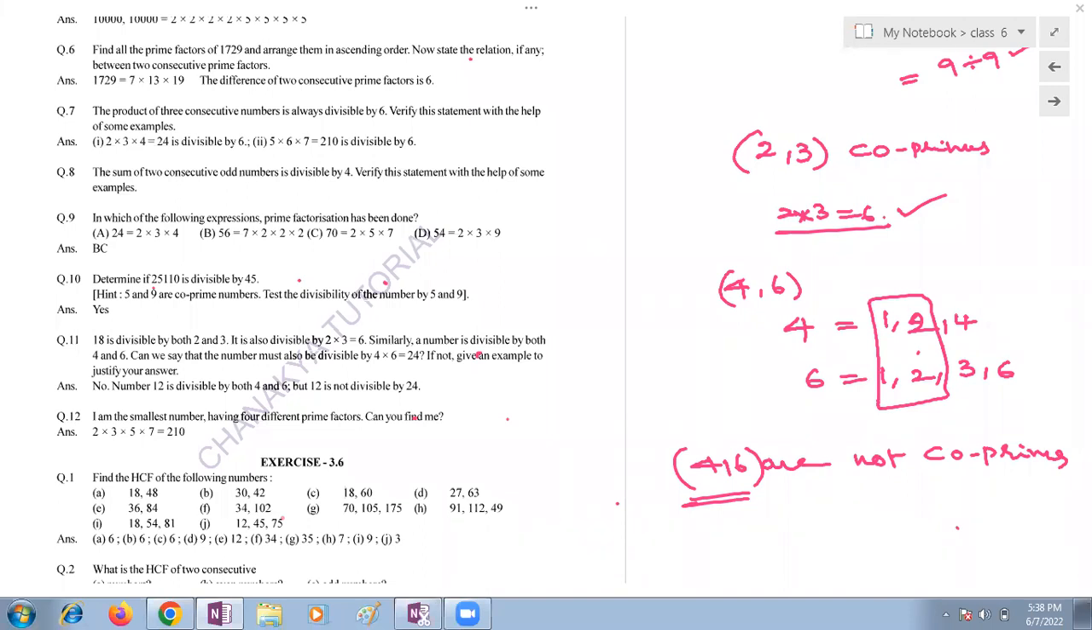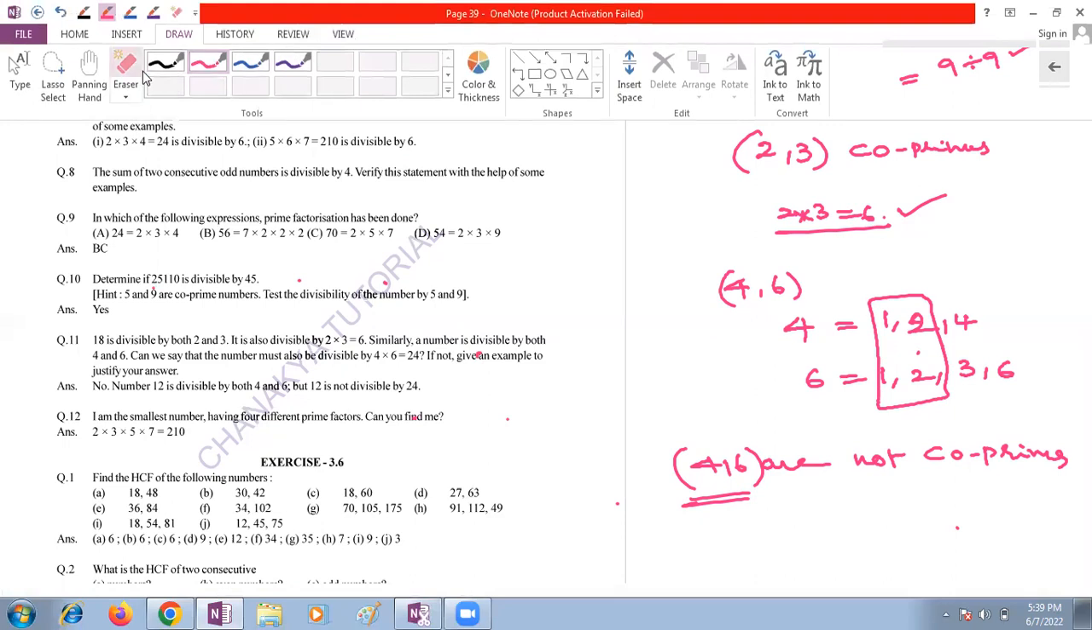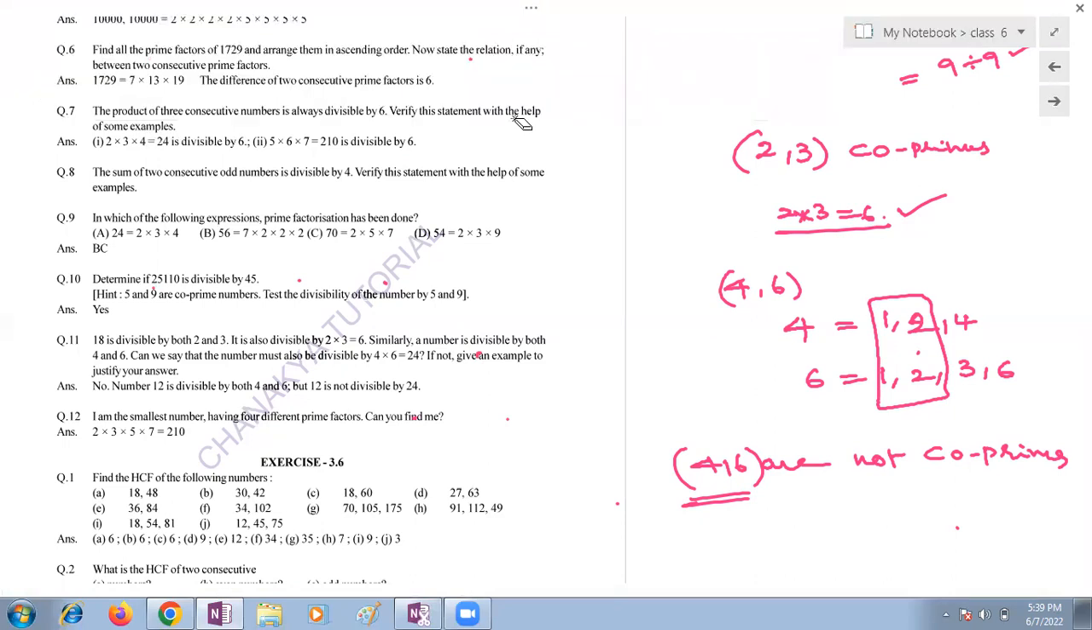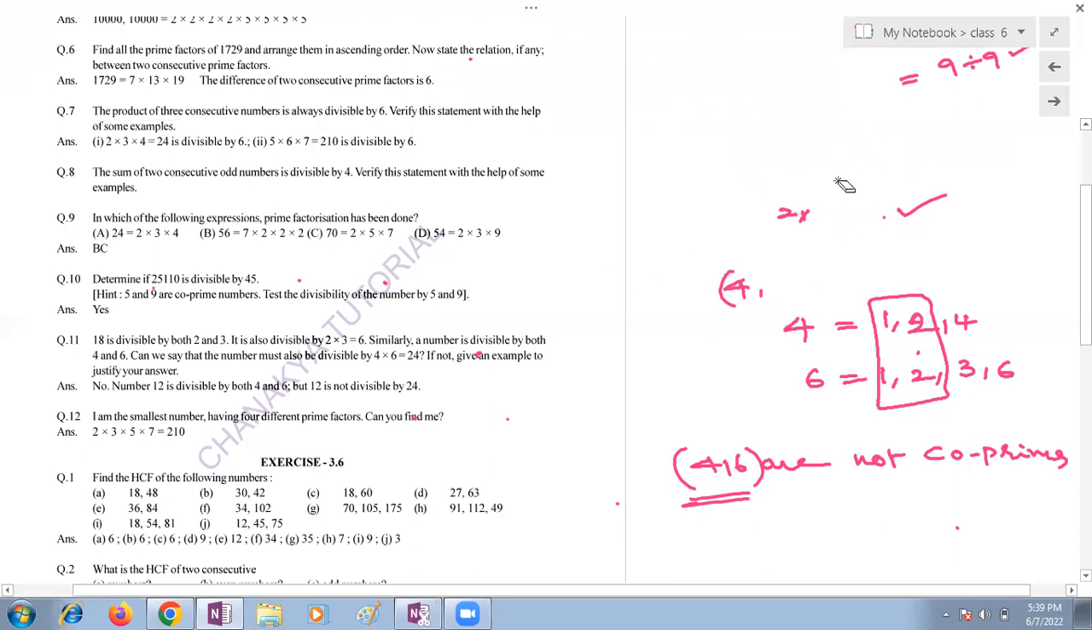I am the smallest number having 4 different prime factors. Can you find me? There is a nice riddle for the 12th question, children. For this, we have to find the first 4 prime numbers, which are 2, then 3, then 5, and then 7, and then find the product of them. 210 is the prime factorization you can do.